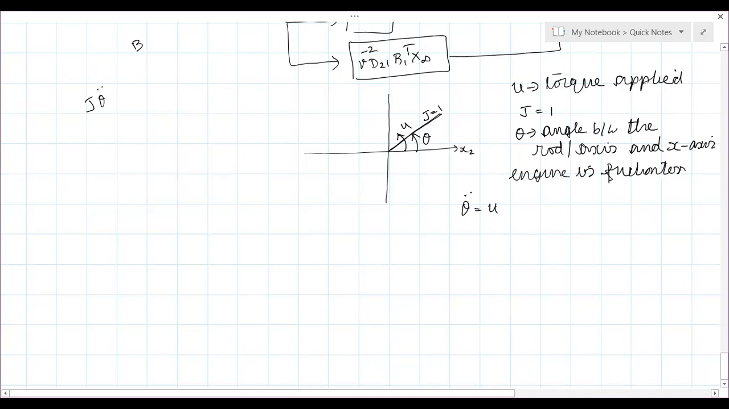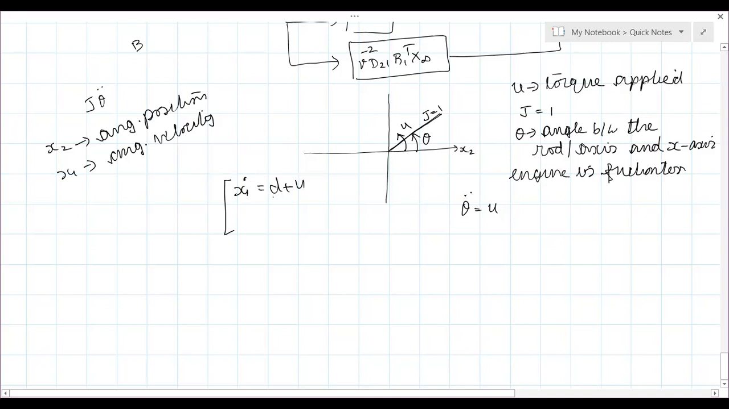So now let me define x2 as angular position. X2 is defined as angular position. Okay. So what will be x1? X1 will be angular velocity. Two states I am defining. Okay. So what can I write? X1 dot, I can write like this, d plus u. What is d here? D is the disturbance torque.